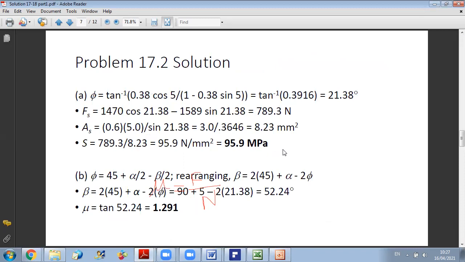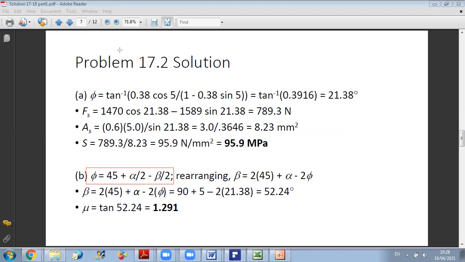Also, in case they tell you to use a second method to get mu, if they tell you that the operation is optimal, then you can get the value of beta from the Merchant equation. So in case we have an optimal cutting operation, then it will satisfy the relation of Merchant, which is phi equals 45 plus alpha over 2 minus beta over 2. So if you rearrange your terms, you know alpha, you calculated phi, then you can calculate beta. And from beta, you will calculate the value of mu.